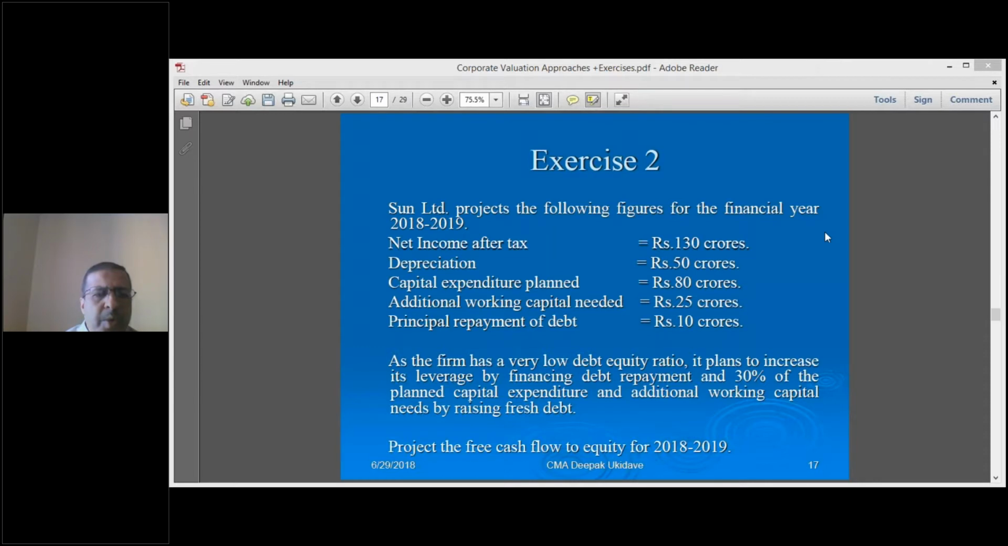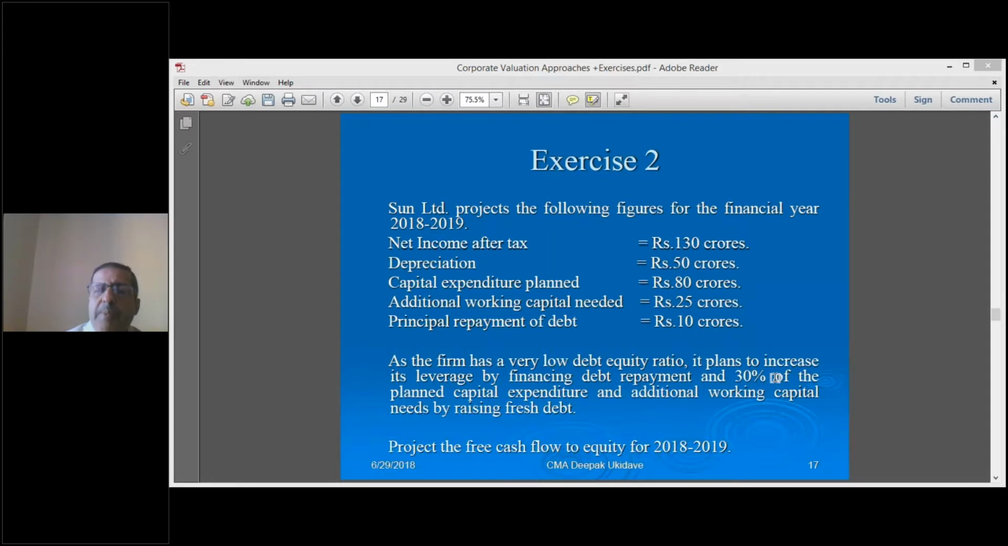New debt issue is 41.5. Someone is asking about the new debt: how did we conclude that it's for repayment of existing debt also, sir? Yeah, it is given in the question. The debt which is raised is for repayment of existing debt.